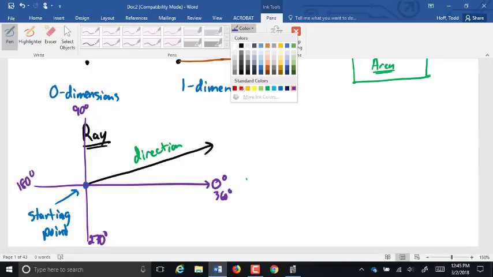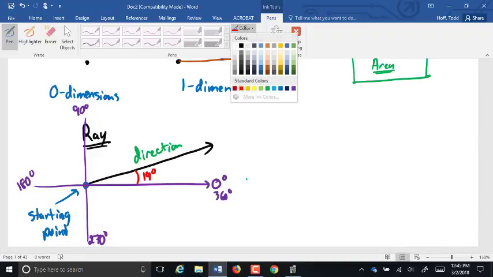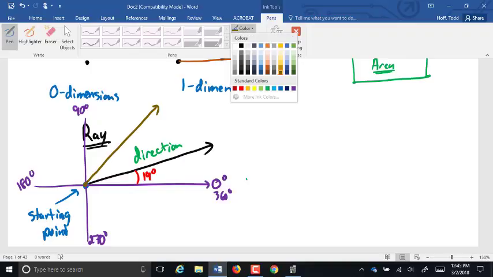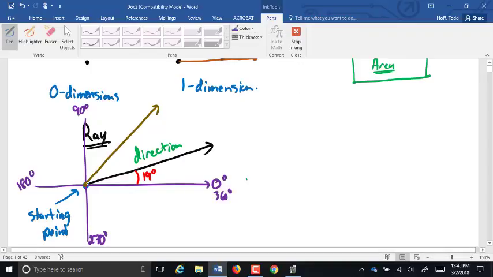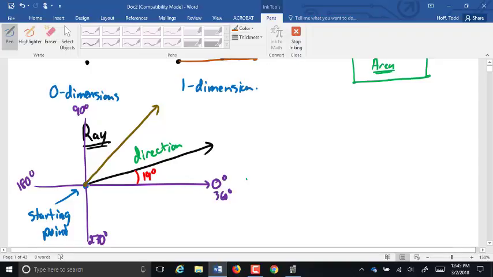So this ray has that starting point at the center of the grid, and that direction, I'm just going to throw a number out here. Let's say that's 19 degrees. So that defines that ray. Well, let's say we go back to that same starting point right there, and we move in a different direction. Well, that ray is defined by the same starting point. When you have a starting point that is the starting point for more than one ray, it is called a vertex.